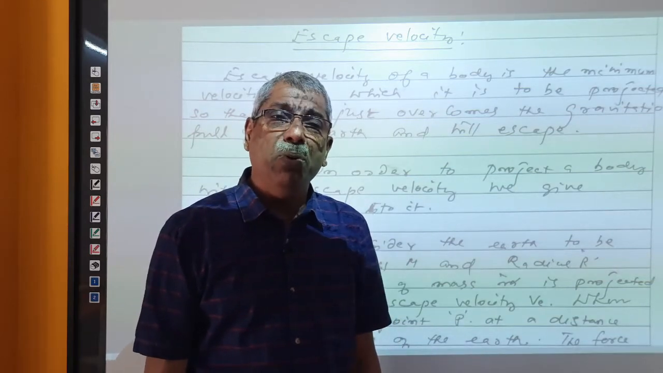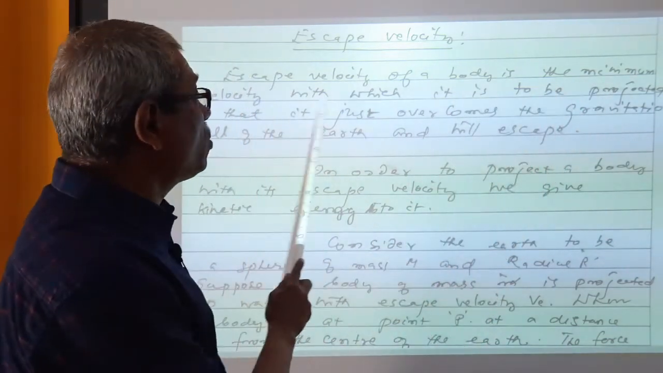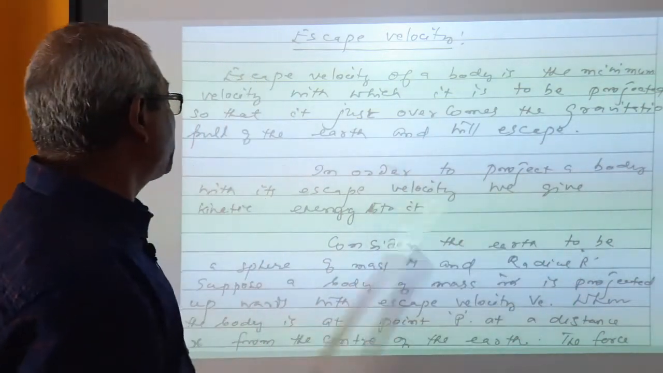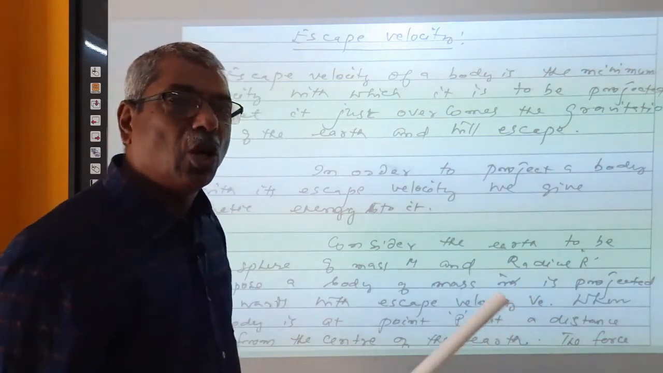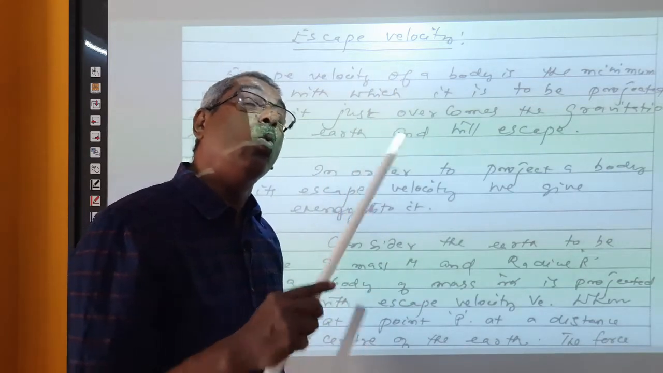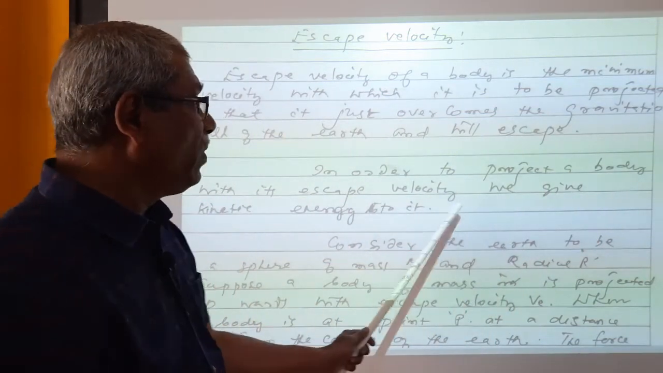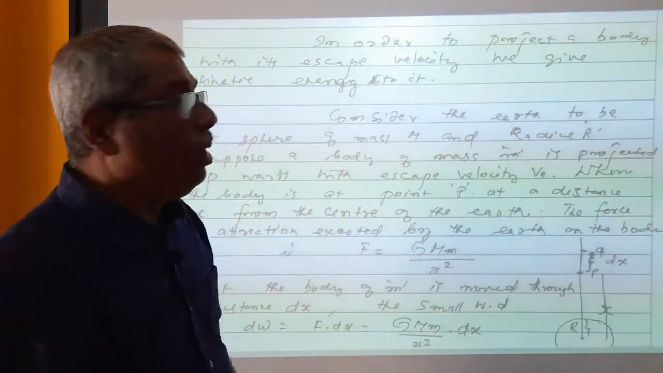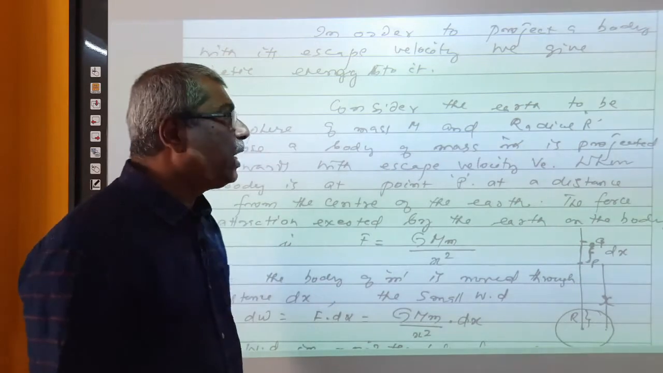Escape velocity is also a very important topic in this year, right? So, escape velocity of a body is the minimum velocity with which it is to be projected so that it just overcomes the gravitational pull of the earth and will escape out and will never come back. This is denoted by v_e. The other one was v_o, orbital velocity, and this is escape velocity. In order to project a body with its escape velocity, we have to give a kinetic energy. We have to increase the kinetic energy and throw it from the surface of the earth. Then only it can escape out of the gravitational pull of the earth.